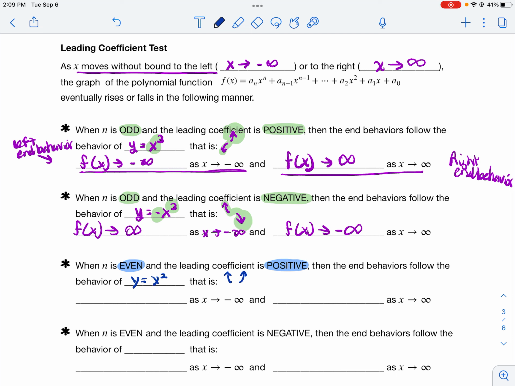So my left arrow is going up, so I'd say f of x is approaching infinity as x goes to negative infinity. My right arrow is going up, so I'd say f of x approaches infinity as x goes to infinity.